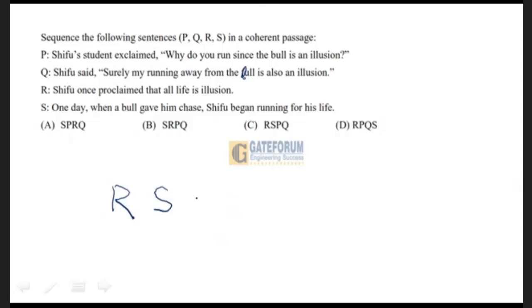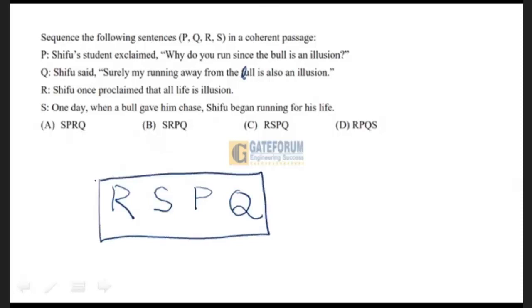Obviously then P must be the next one. Shifu's student exclaimed, "Why do you run since the bull is an illusion?" And obviously in reply to this must be statement number Q. Shifu said, "Surely my running away from the bull is also an illusion." So then there is a very coherent meaning, and hence the correct option is RSPQ, which is option number C.